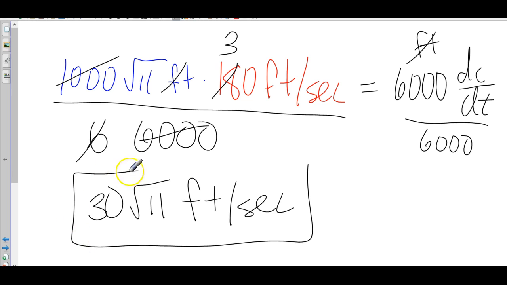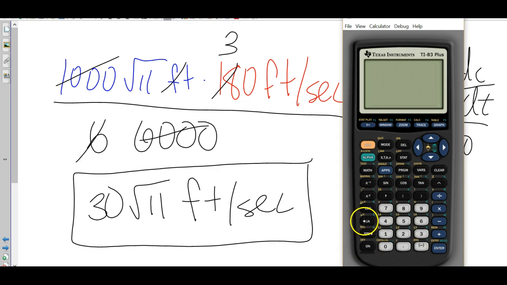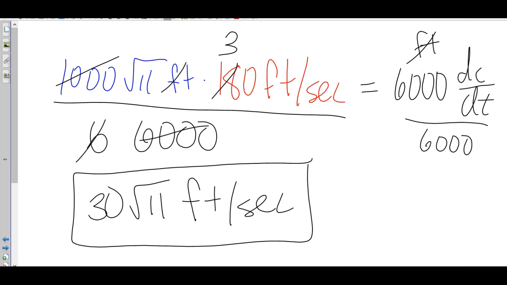So there was our exact answer: 30 times the square root of 11 feet per second, which you could also have given me as a decimal, roughly 99.5. So about 99.5 feet per second, and what does that mean?